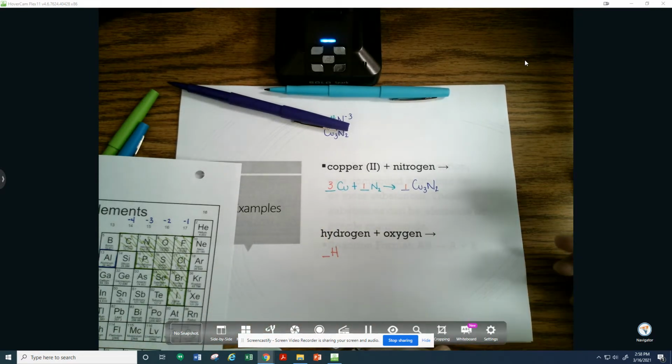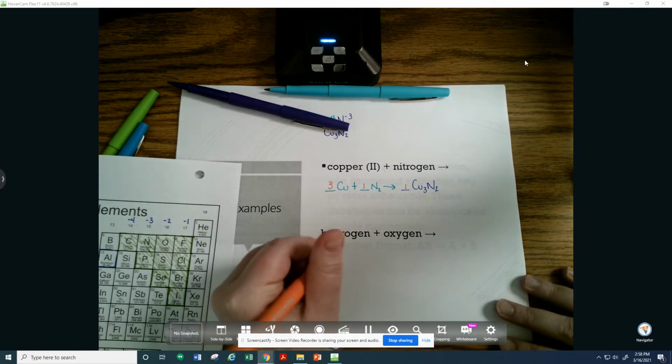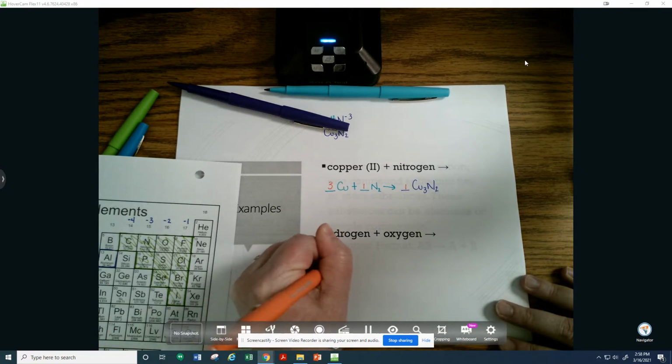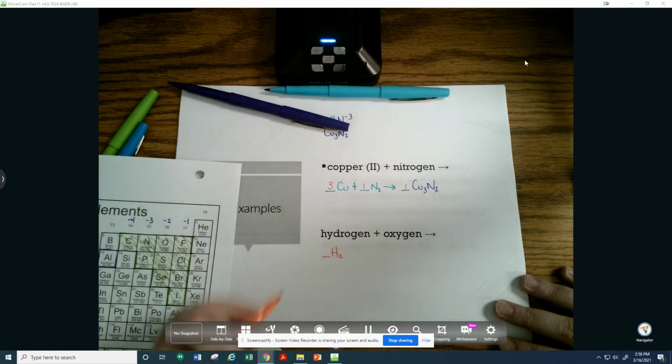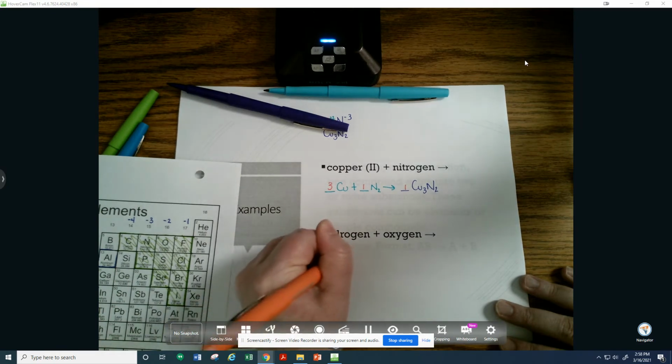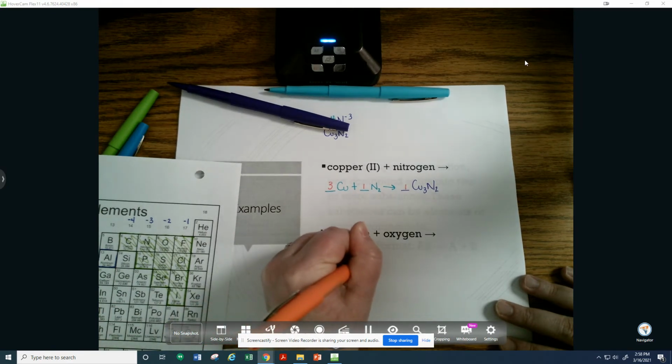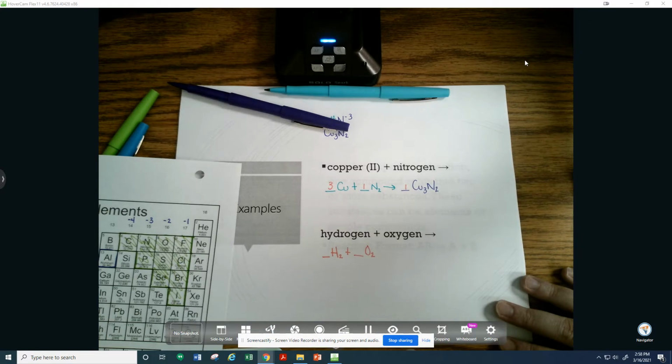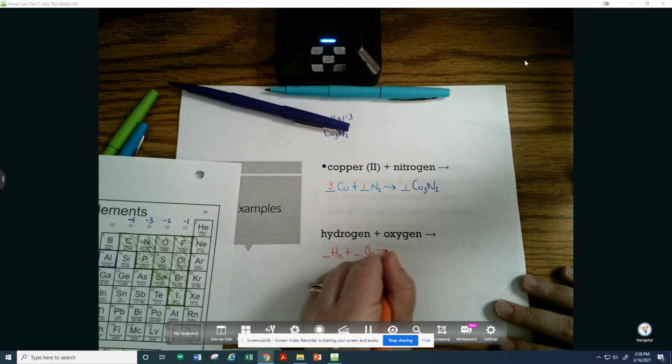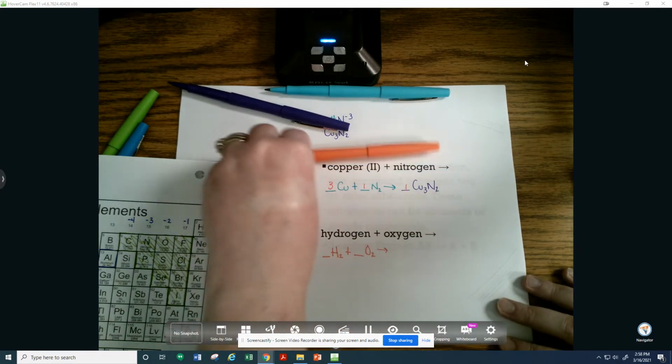You have to ask yourself, is it Hoffenkleiber? It's the very first one listed in the acronym, so it's H2, just like nitrogen was N2. Plus oxygen. Oxygen is also Hoffenkleiber, so it is O2. So from there, we need to figure out what these two things are going to make.